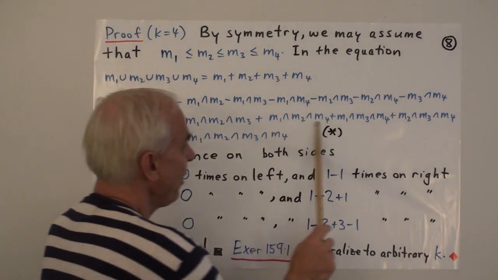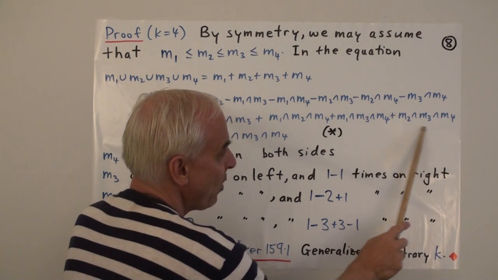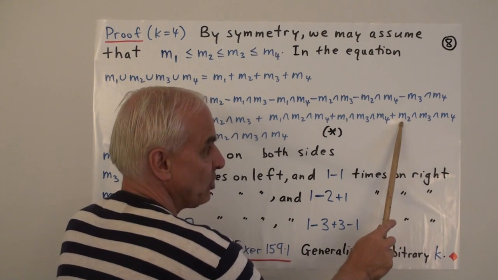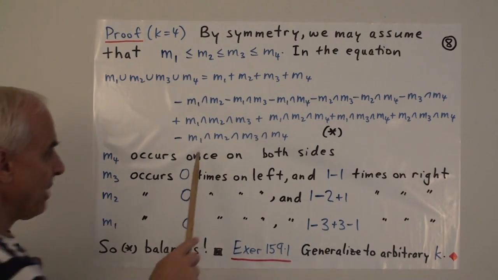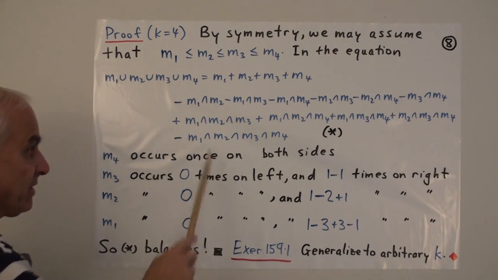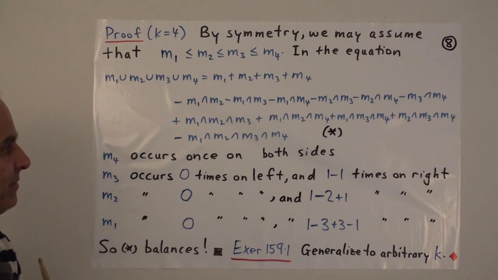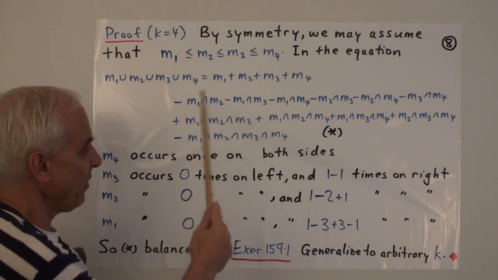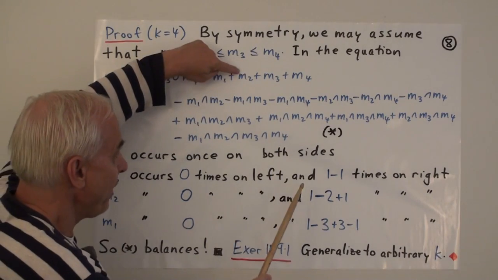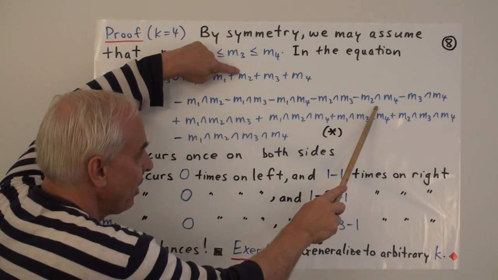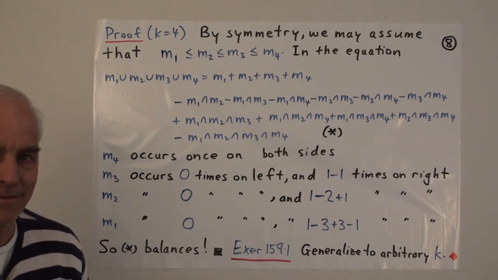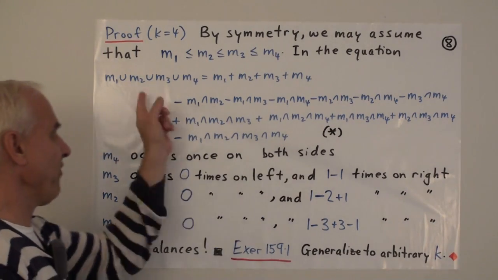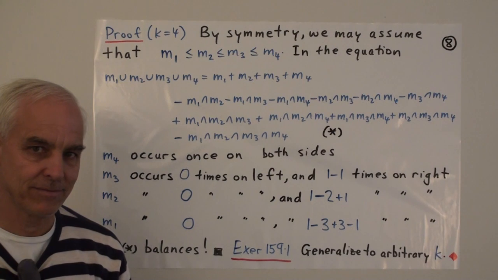And of these terms, this one here will evaluate to m2, because m2 is indeed the minimum of these 3. And m2 is not going to appear here, because this evaluates to m1. So the number of m2s that appear on the right-hand side is 1 minus 2 plus 1, for a total of 0, which equals the number of m2s on the left-hand side.